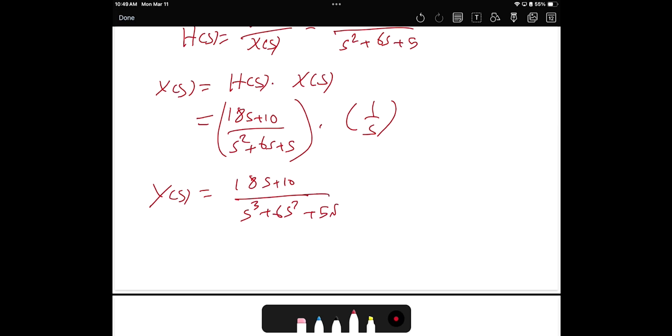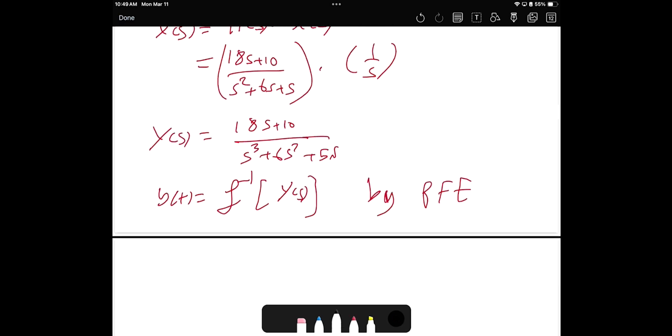How to find y of t? y of t is the Laplace inverse of Y of s. How to find it, or to convert Y of s to y of t through the Laplace inverse? By doing the partial fraction expansion, right? The question is, is this function strictly proper? Yes or no? Look at the highest order. The highest order in the numerator is s, and the highest order in the denominator is s cubed. So it's strictly proper, right? Then we can do partial fraction expansion.